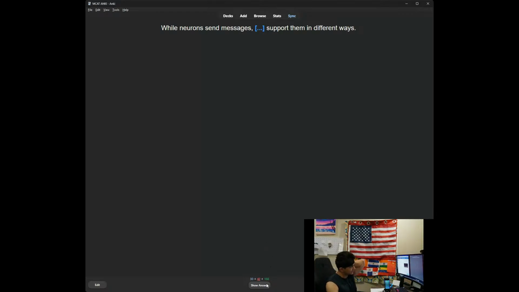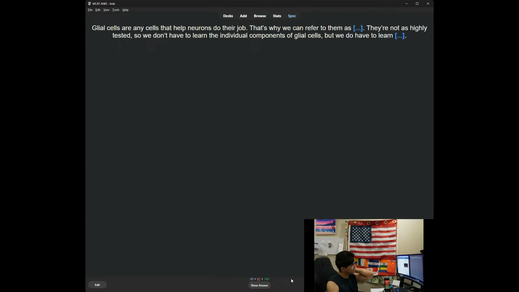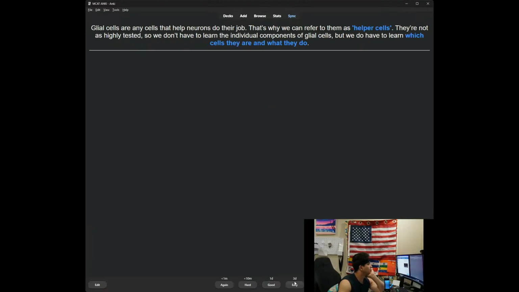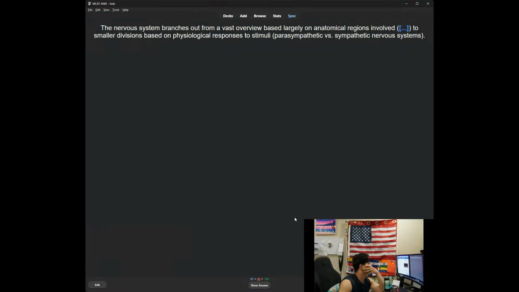Glial cells supporting. Let's go. Glial cells are any cells that help neurons do their job, so we refer to them as helper cells, which is what they do. Nervous system branches out from a vast... Oh, I think I have them here, right? Wait.